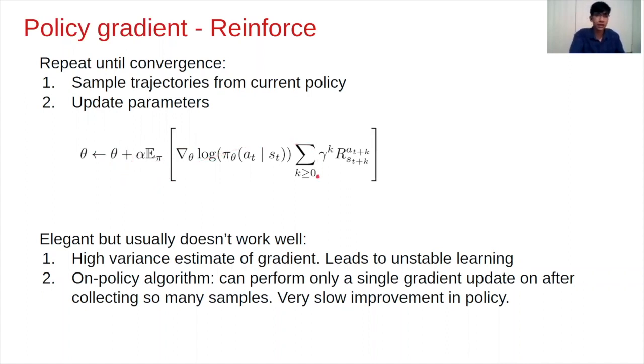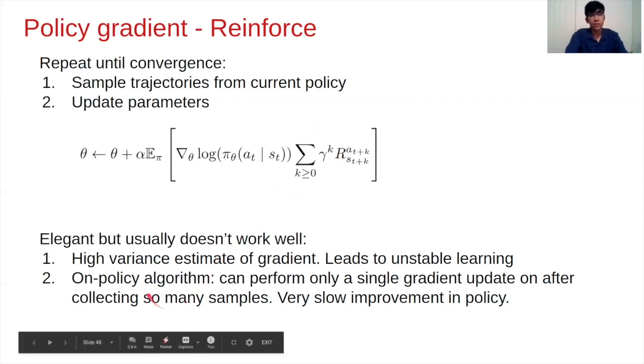This is an elegant algorithm because it's extremely simple, but it usually does not work. It does not work because there is a high variance estimate of the gradient, which means that if you compute this term empirically, experimentally, it will give you very different returns for every different run. So it is very unstable. This training is extremely unstable. So the reward increases, decreases. It's really unstable. It's hard to train.